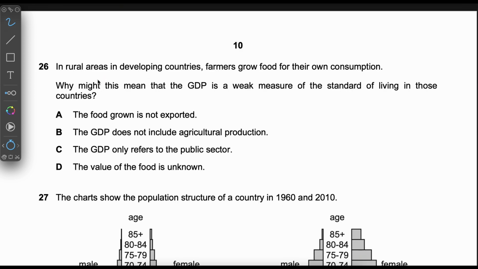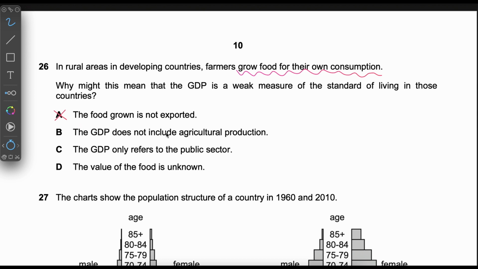Cool. 26. In rural areas in developing countries, farmers grow food for their own consumption. Why might this mean that the GDP is a weak measure of the standard of living in those countries? So they're growing food for their own consumption. They grow the food and then eat it. The food grown is not exported. Well, items don't need to be exported to measure GDP, so that's not true.